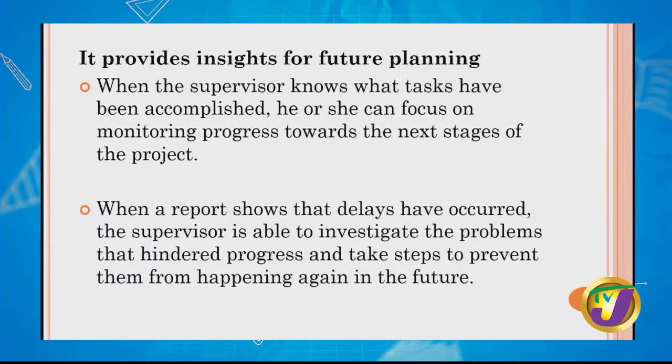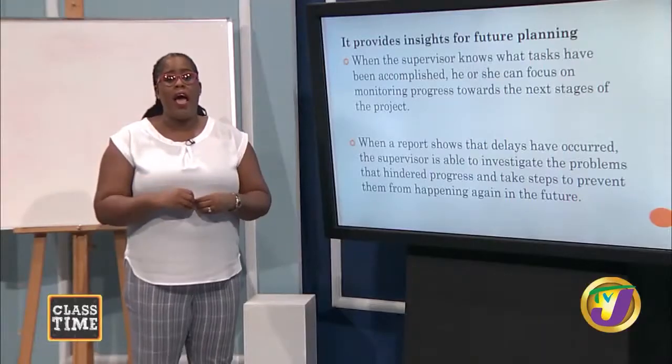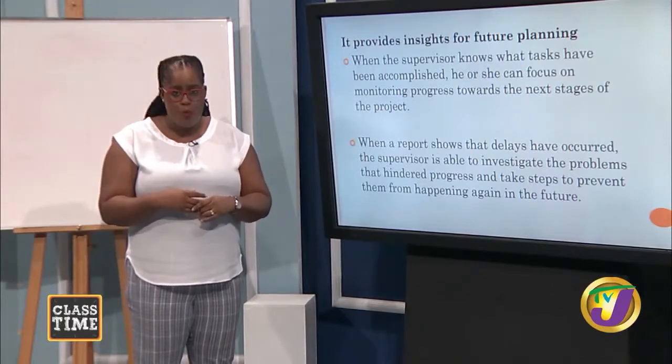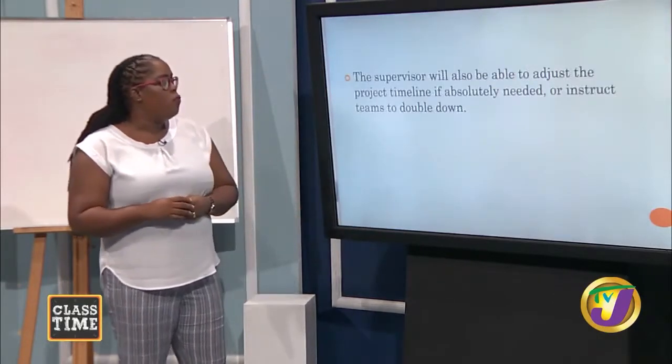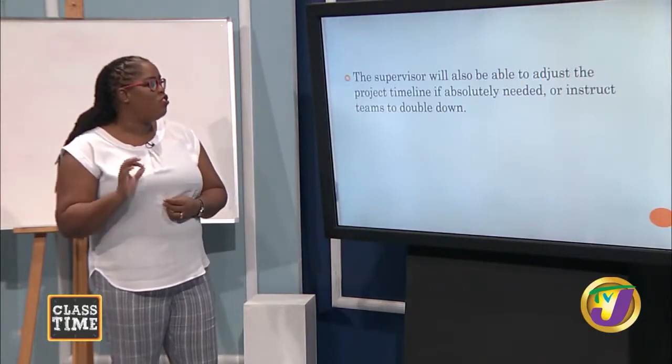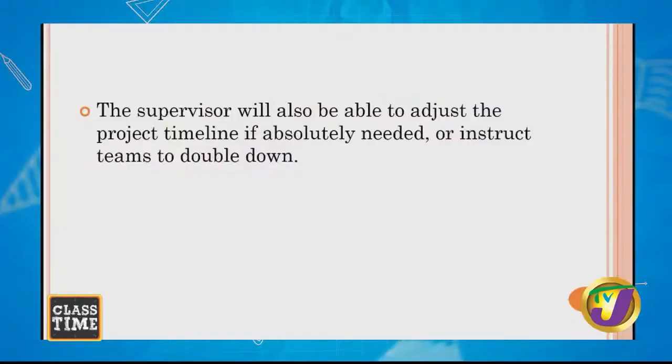Now, again, the progress report here is just allowing you to be organized, showing you everything, right? What went wrong, what went right, and areas that can be improved. The supervisor will also be able to adjust the project timeline if absolutely needed, or instruct teams to double down. Now, what do we mean by this?